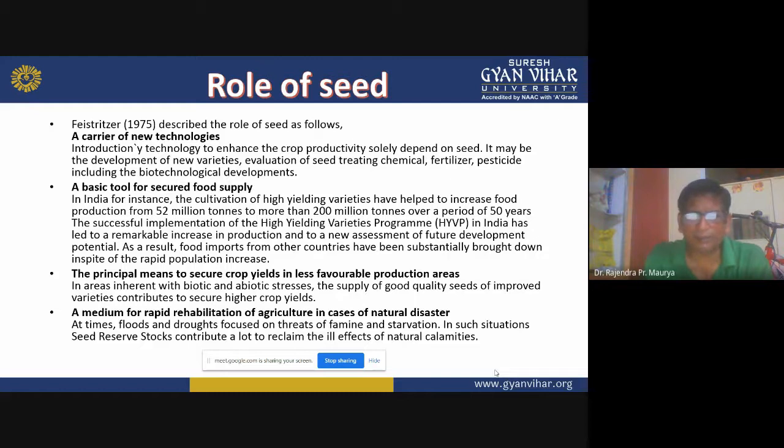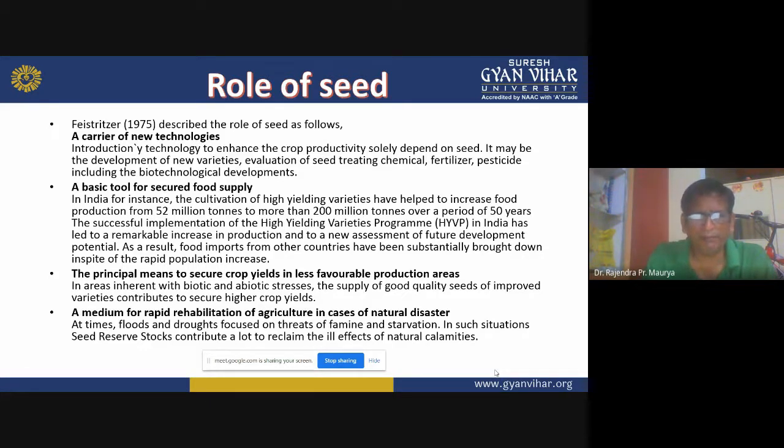As a result, food imports from other countries have been substantially brought down in spite of the rapid population increase. Here is a good example. At the time of independence, India had a low population, but we were dependent on the import of food grains. But now the population is increasing in India, but we are self-sufficient in food production. This is a great achievement, and this was possible due to the high yielding varieties program.